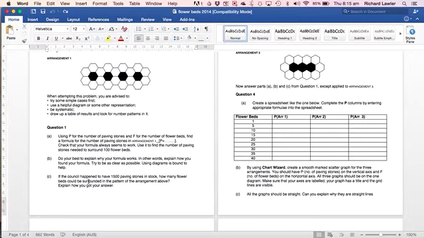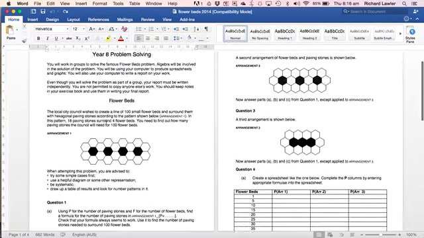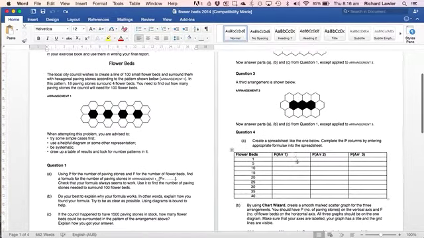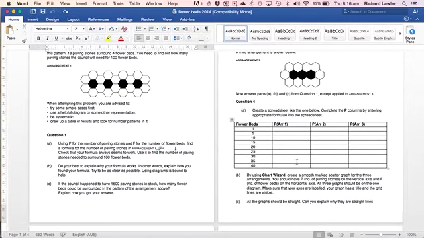And then part C is if we've got the paving stones, how many flower beds could we create? So it's kind of looking at the reverse problem. Instead of saying how many paving stones do we need for 100 flower beds, we're going the other way around. We're saying, well, we know how many paving stones we've got, how many flower beds can we make? So that's basically it. So you do all 3 parts for arrangement 1, and then you repeat that for arrangement 2 and arrangement 3. And then question 4 is when we get onto the spreadsheet work.